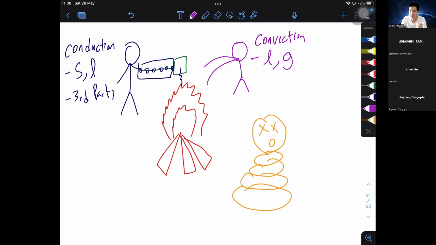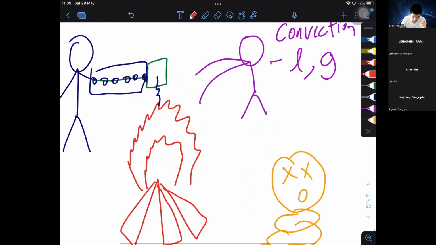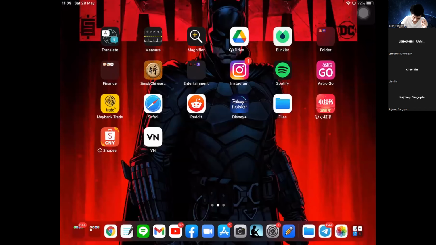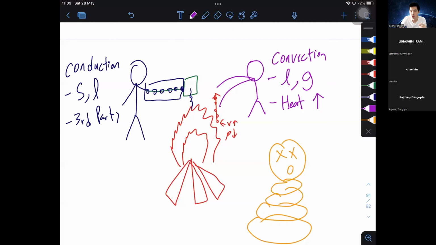Why is this occurring? If you recall from the previous chapter, 2.2, we learned that heat expands and cold contracts. So this heat is going to heat up the gas particles above it, causing its volume to expand, and thus the density drops and causes the heat to rise upwards. Convection's characteristic is that heat usually travels upwards.